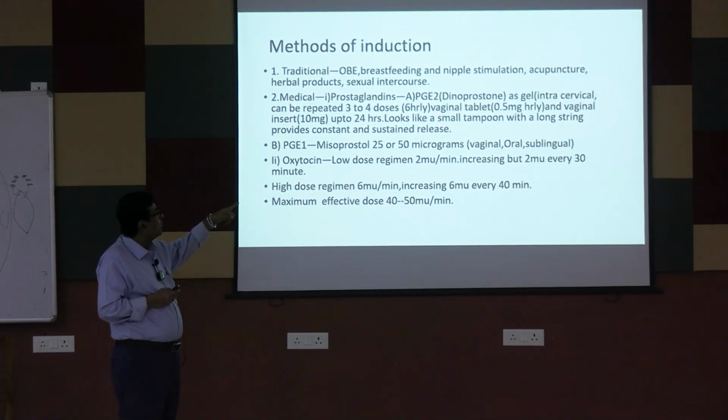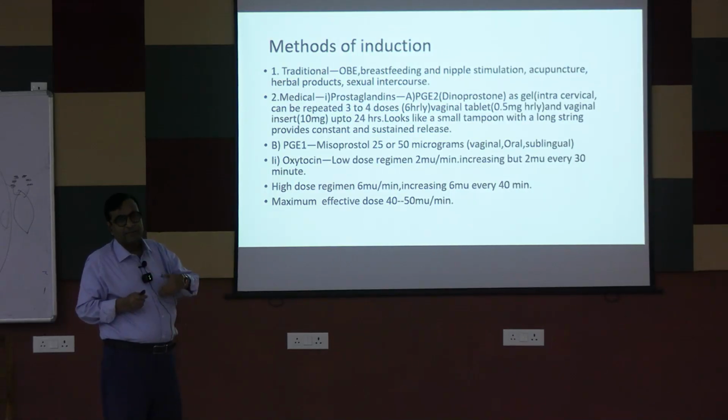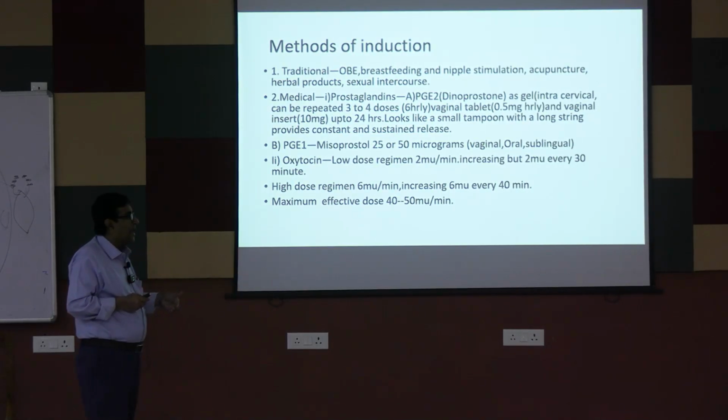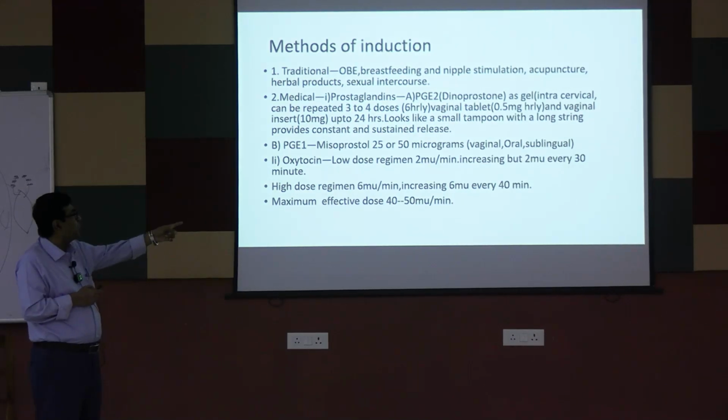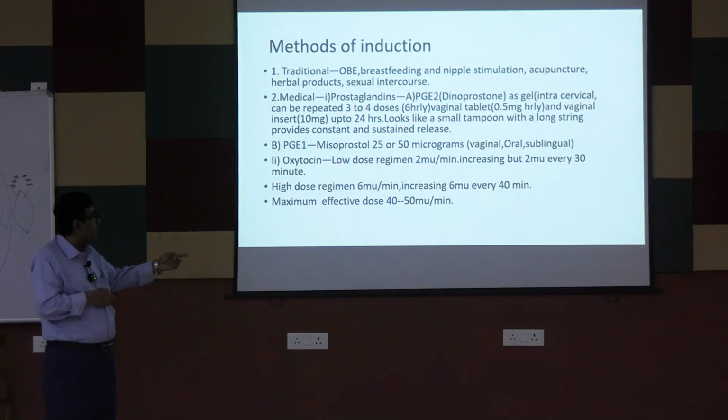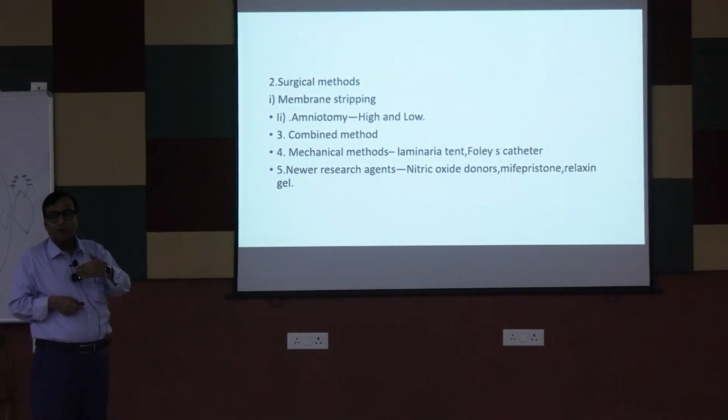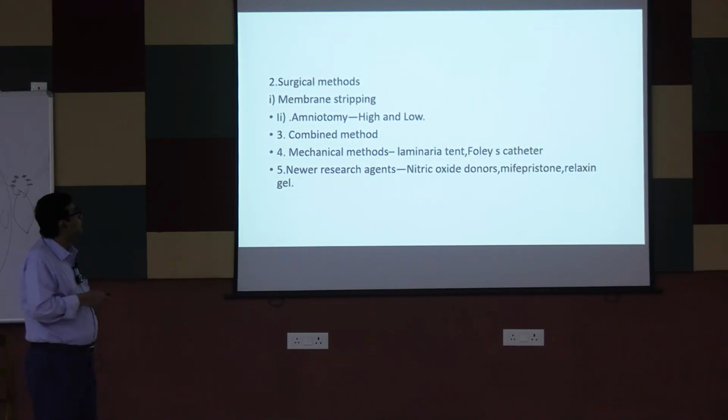Usually we start with 2 milliunit per milliliter and it is increased every 30 minutes, until the maximum effective dose is reached, 40 to 50 milliunit. That means if contraction does not start with this concentration, we abandon the procedure.